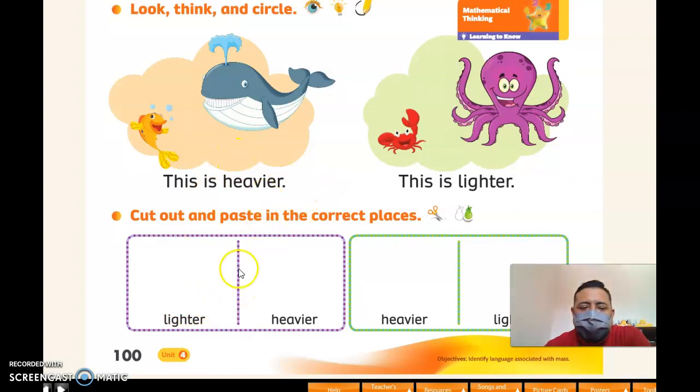After the pictures, we have these squares. We have to draw something that is lighter, something that is heavier, y backwards, something that is heavier and something that is lighter. Ok, con eso vamos a terminar con nuestro trabajo.